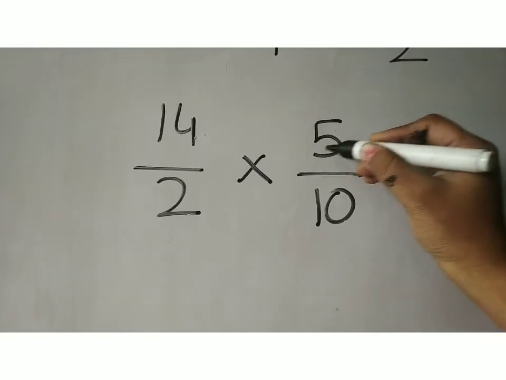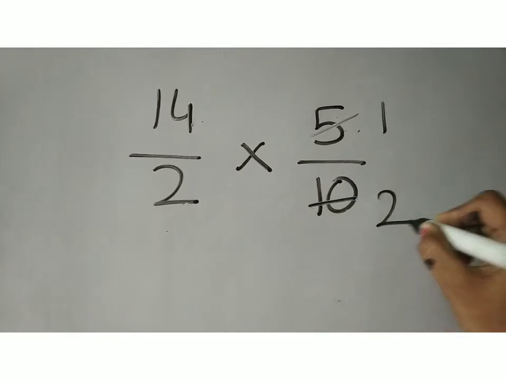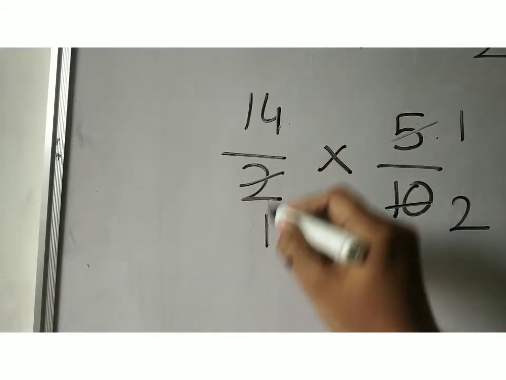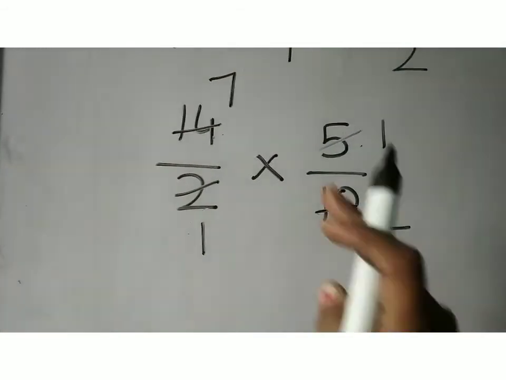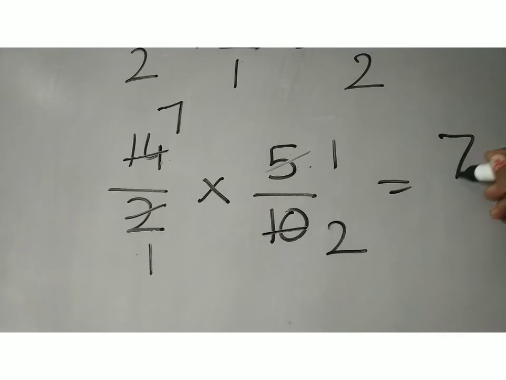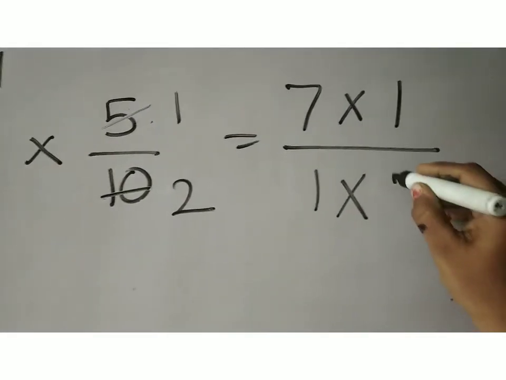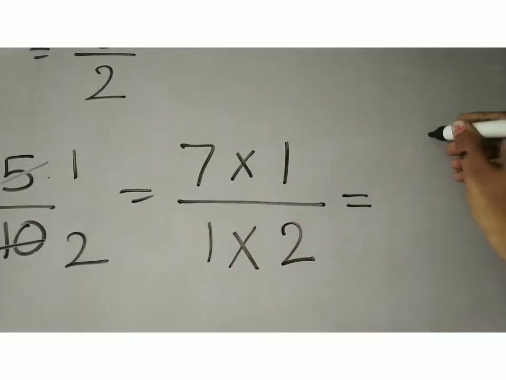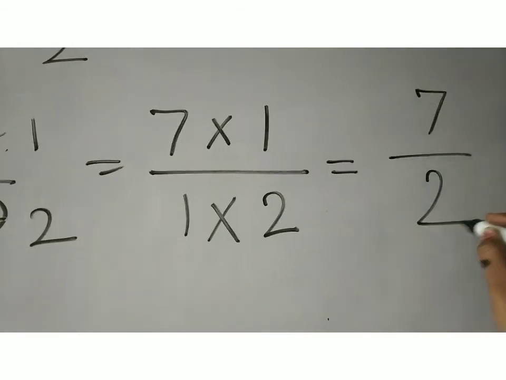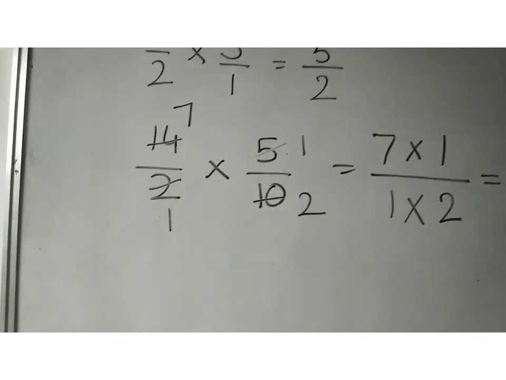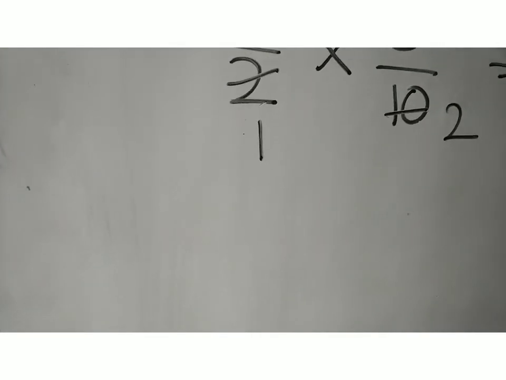So here I can cut 5 ones are 5 and 5 twos are 10. And 2 ones are 2 and 2 sevens are 14. So in the numerator side, I am left with 7 and 1, and in the denominator 1 and 2. So the answer will be 7 ones are 7 and 2 ones are 2. Let's take one more example in a twisted way.